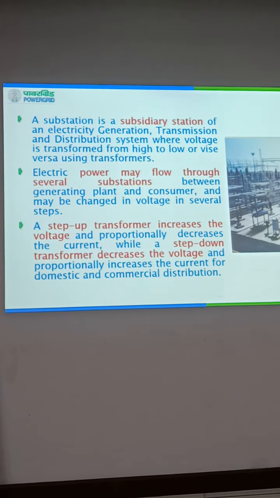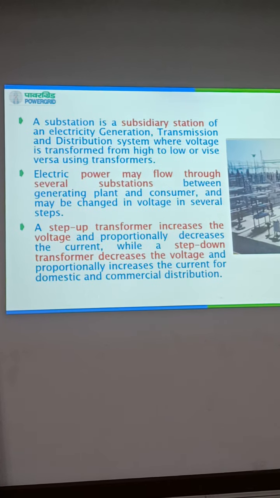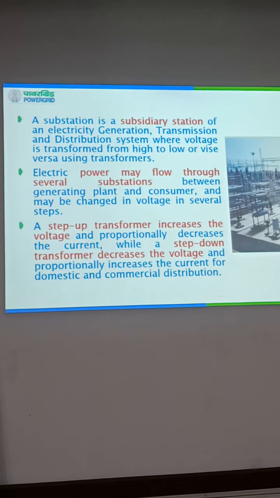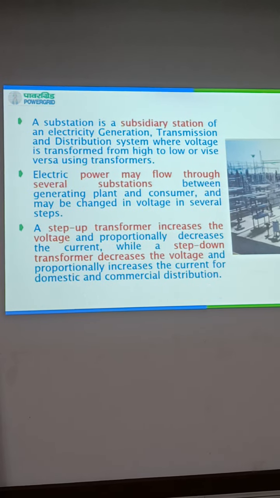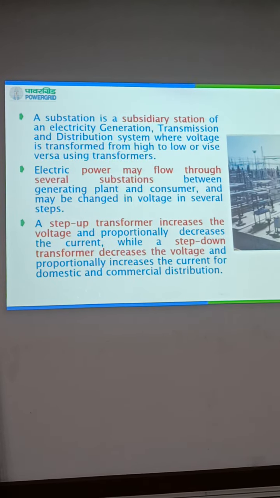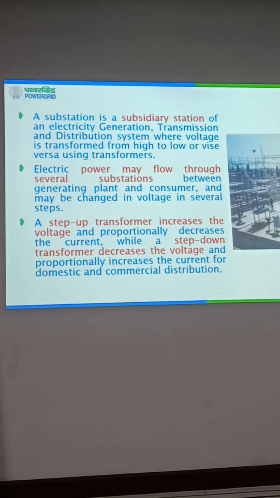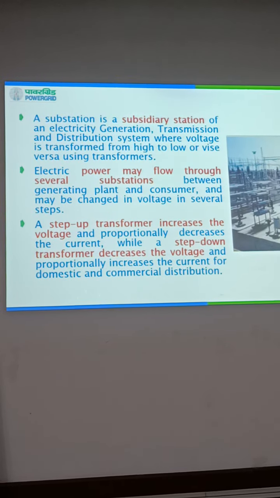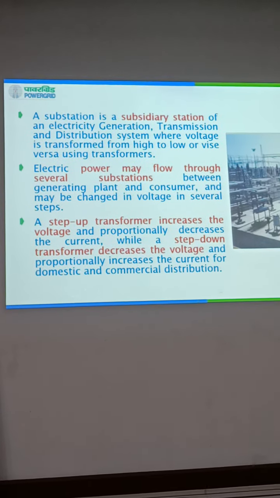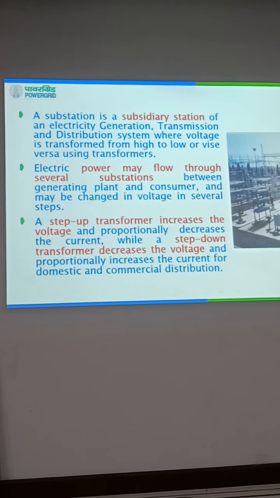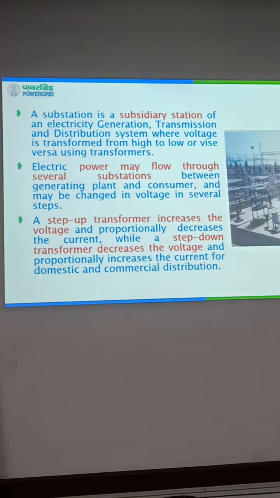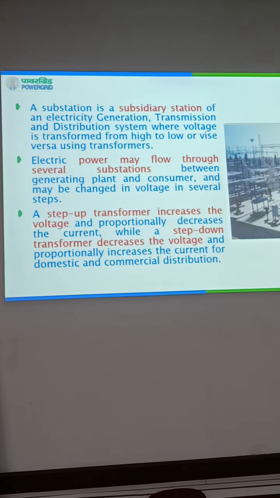And this step up and step down is done by which equipment? Transformer. So if you are standing in front of a transformer, can you say whether it is a step up transformer or step down transformer? By seeing a transformer, can you say? Any idea? Somebody would have noticed. You are standing in front of a transformer, and you are asked whether it is a step up or step down transformer. Okay, but on the ground, you can't say, no.